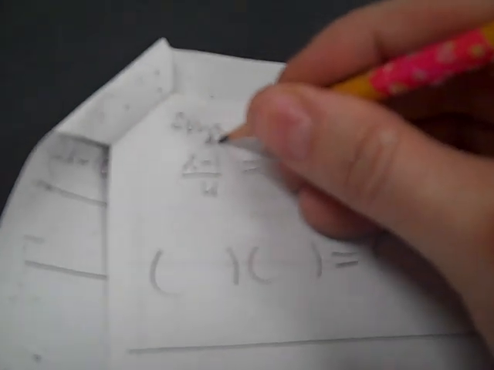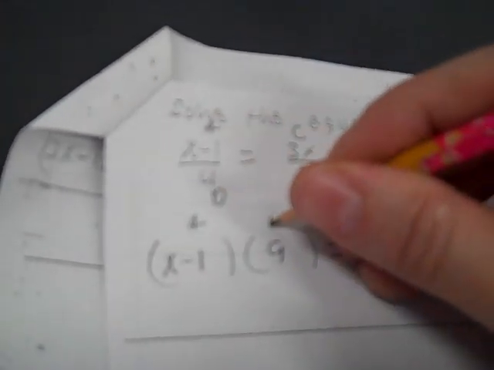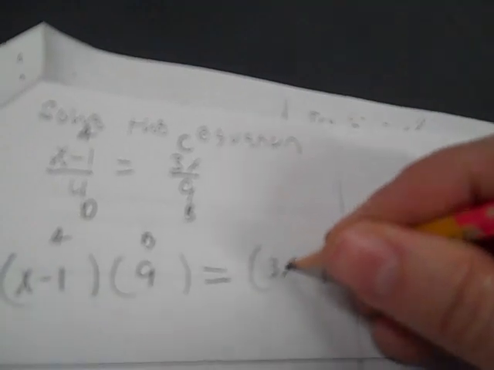Okay, next problem, solve the equation for x. It's just 2 ratios in the proportion. Okay, so I use the ABCD method. So I know that taking A times B will equal taking C times D. So x minus 1 times 9, and C is 3x, and D is 4.